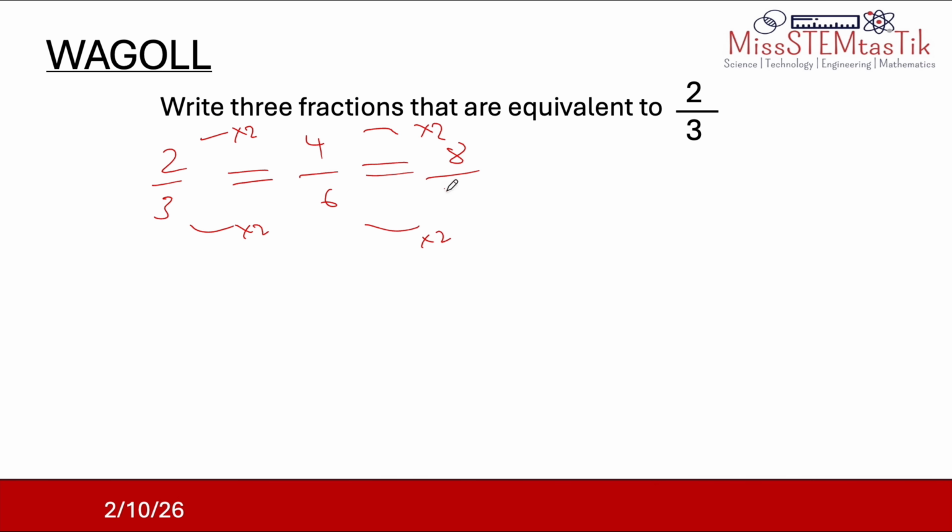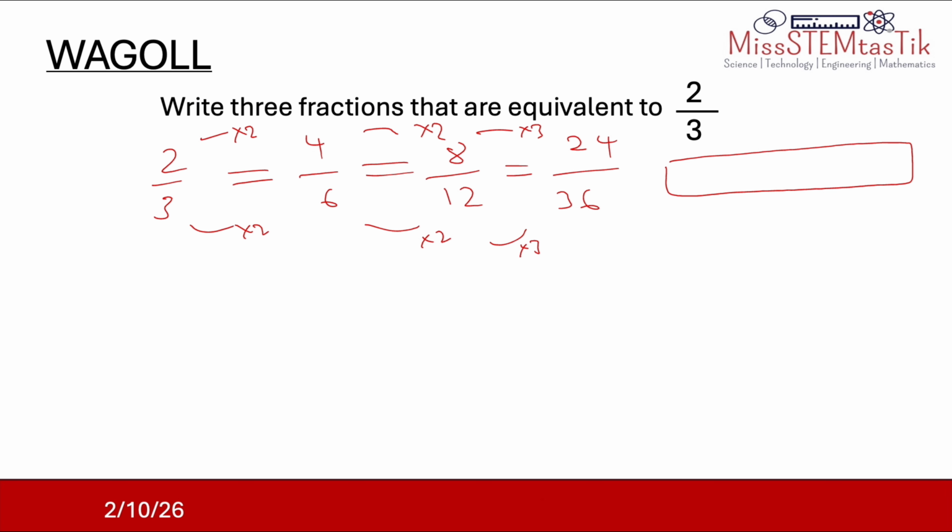So therefore, 2 thirds is equivalent to 8 twelfths, and 4 sixths is also equivalent to 8 twelfths. And you don't have to multiply by 2 each time. You can also multiply by 3. So in this case, 8 times 3 is 24, and 12 times 3 is 36. And again, 2 thirds is also equivalent to 24 over 36.